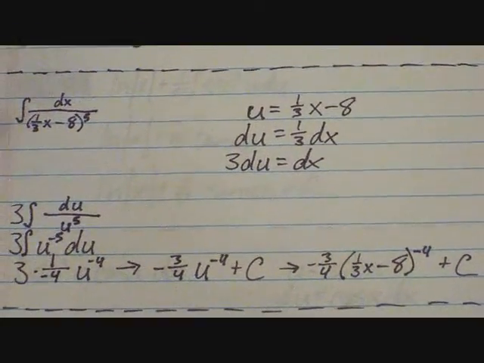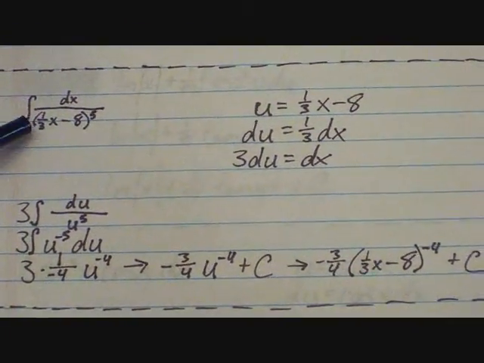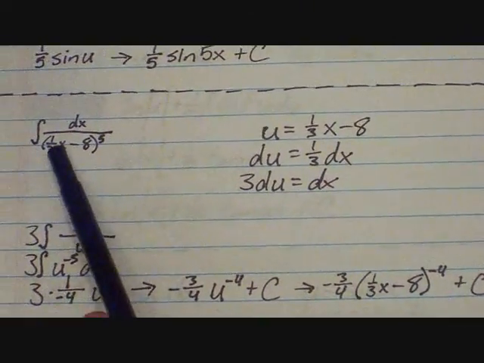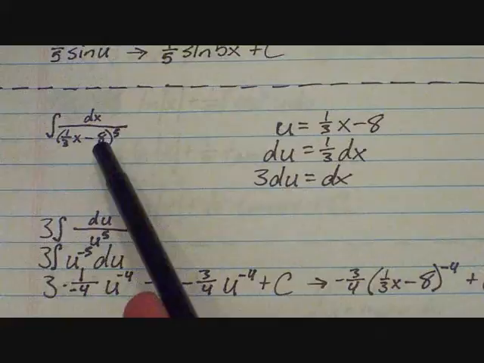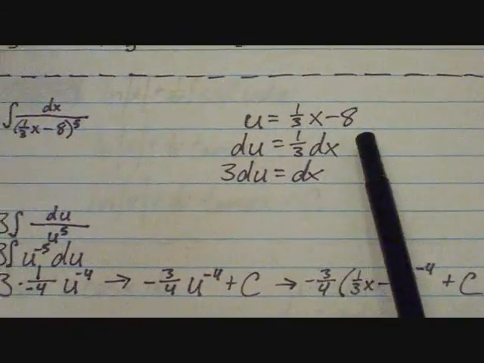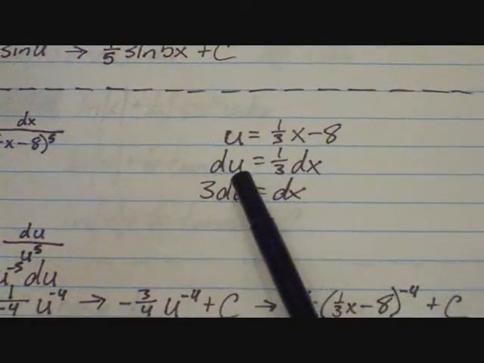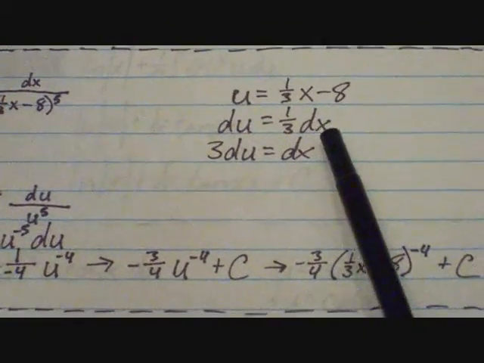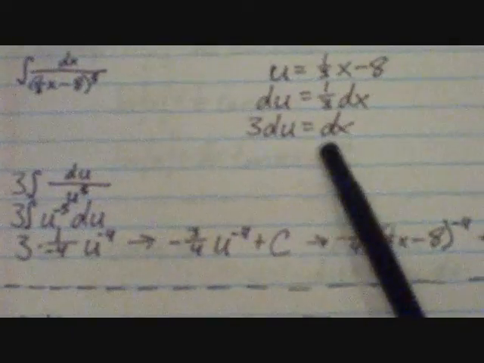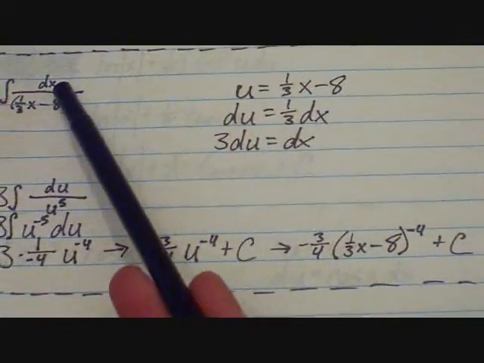Here we are evaluating the integral of dx over (1/3 x minus 8) to the 5th. Since 1/3 x minus 8 is in the bottom under an exponent, we take that to be our u, taking the derivative of which gives us du equals 1/3 dx, which we can also change to 3 du equals dx, since up here we can substitute it in for dx.